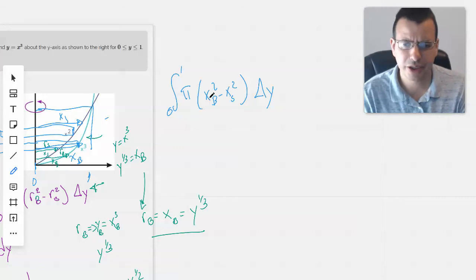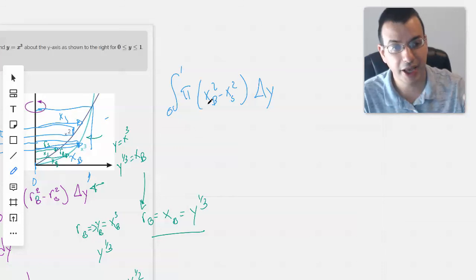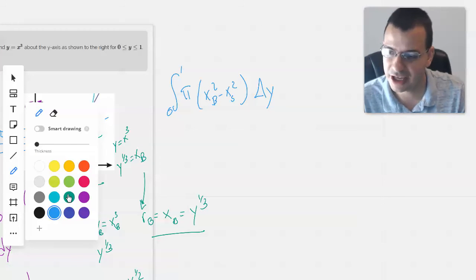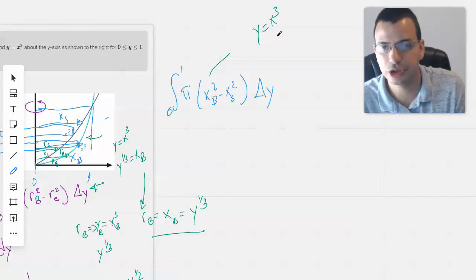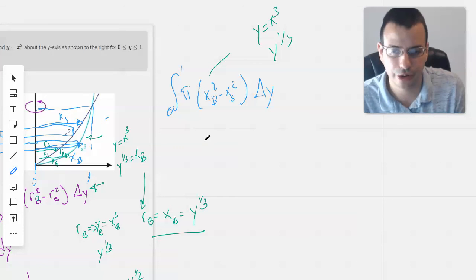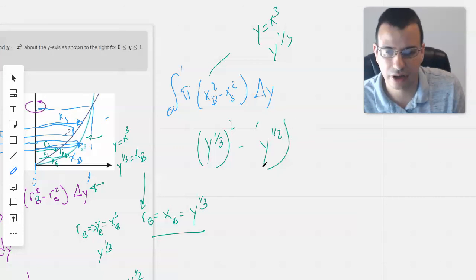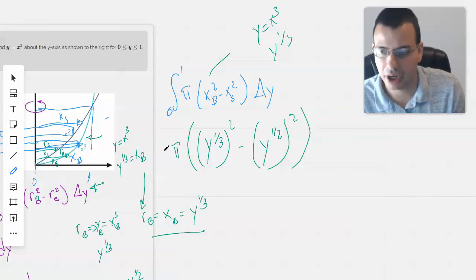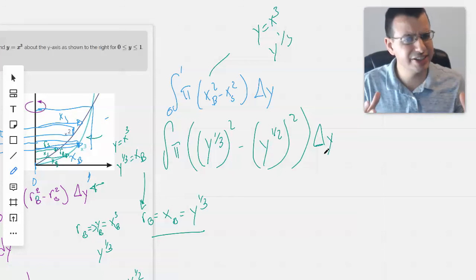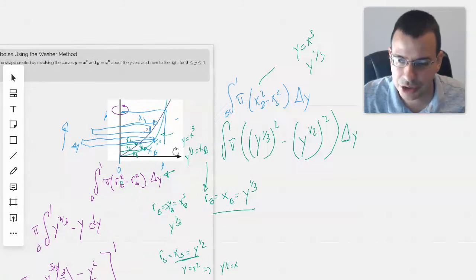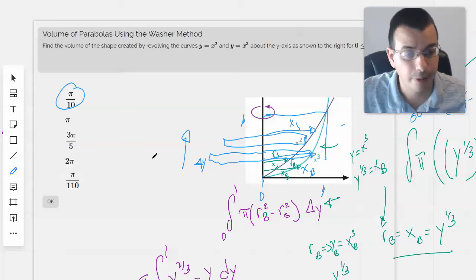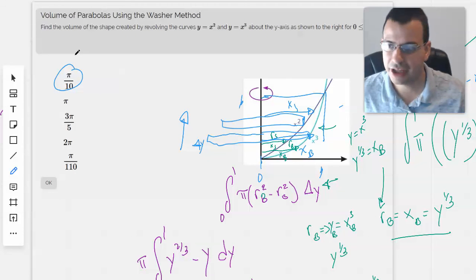Well, you really can't evaluate, it's difficult to integrate x with respect to y, because x is a function of y. So what we did then is we refound, this was y equals x cubed. So when we rearranged it, this is y to the 1/3. So y to the 1/3 squared minus y to the 1/2 squared times pi integrated delta y. And this sets us up in a way we're more familiar with. And from here, it's our standard power rule, integrate, substitute in, and then solve. And after we found all that, we found a volume, and the value we got was pi over 10.